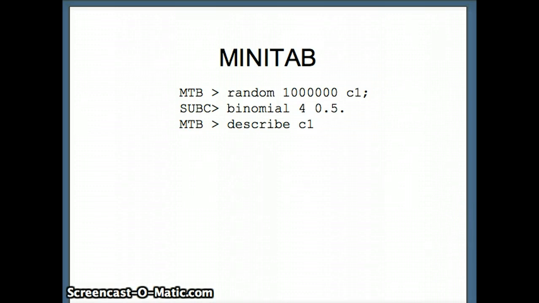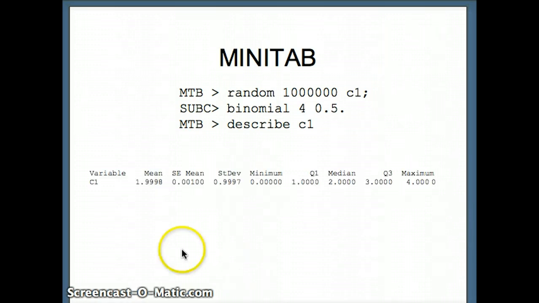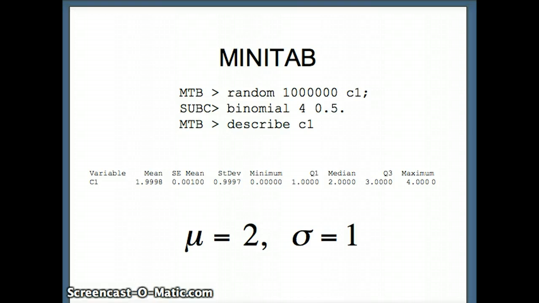So that's one way to describe flipping coins. And we're going to go ahead and look at the descriptive statistics. You see we get a mean X bar of 1.9998, very close to 2, a standard deviation of 0.9997, very close to 1. And our theoretical numbers indeed were mu is 2, sigma is 1. So our Minitab results reinforce what we did theoretically.